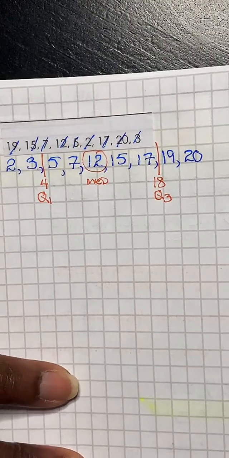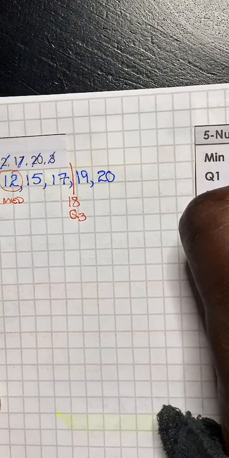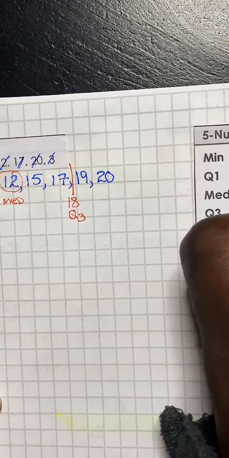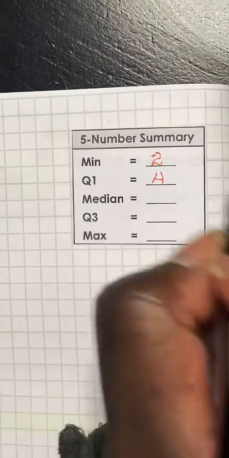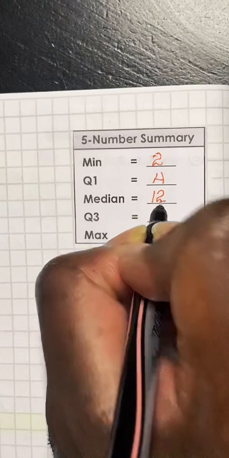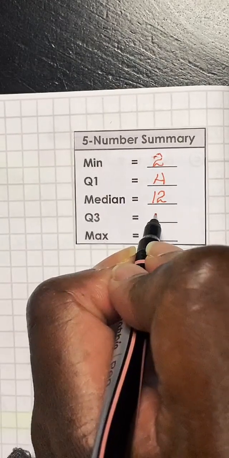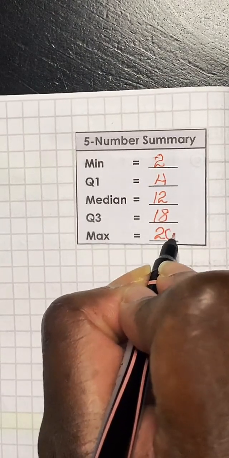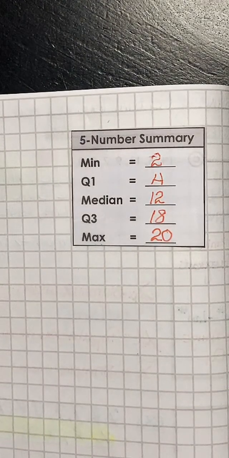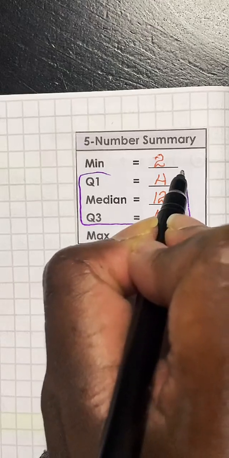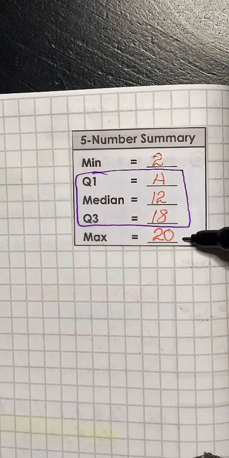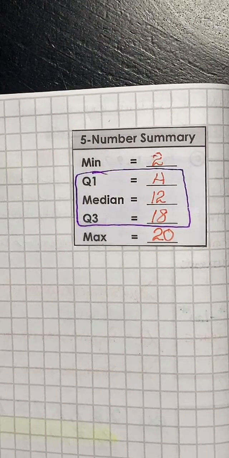So my minimum is 2. My Q1, which we found, is 4, which you can't see. There we go. My median was 12. And we found that the Q3 was 18. And the highest number of all that data was 20. So if you want, you can remember that the Q1, the median, and the Q3 make up the box. Okay? The min and the max will give you your whiskers.